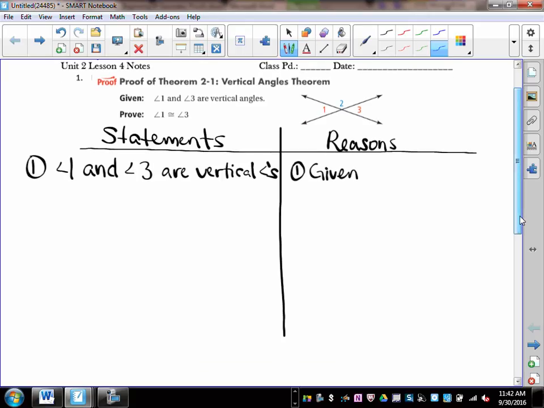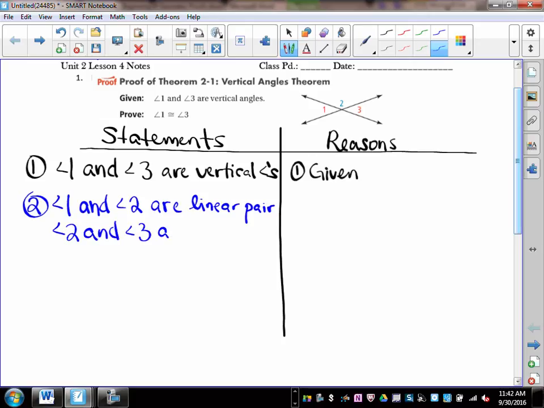All right. So we want to get to the fact of showing that 1 and 2 are supplementary and 2 and 3 are supplementary. But how do I know they're supplementary? They form a linear pair. So we need to first state that they are indeed linear pairs. All right. So angle 1 and angle 2 form a linear pair. And likewise, angle 2 and angle 3 are a linear pair.